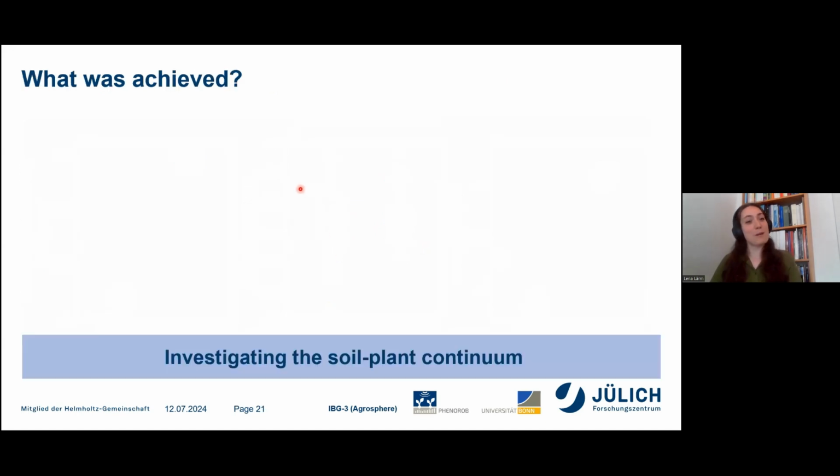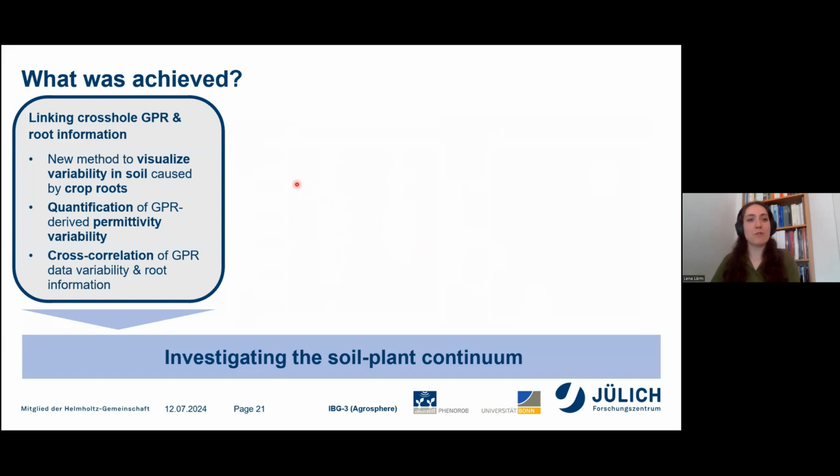So I will give you a quick recap of what was achieved during my PhD project. In the first part, I showed you how we can link GPR and root information. I showed you a new way to visualize the variability in the permittivity in the soil, which is influenced by crop roots. I quantified this and cross-correlated the GPR data and the root information.